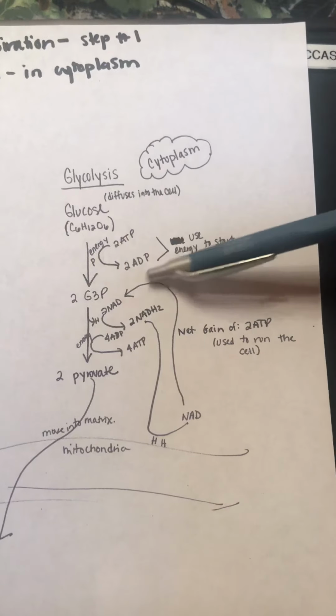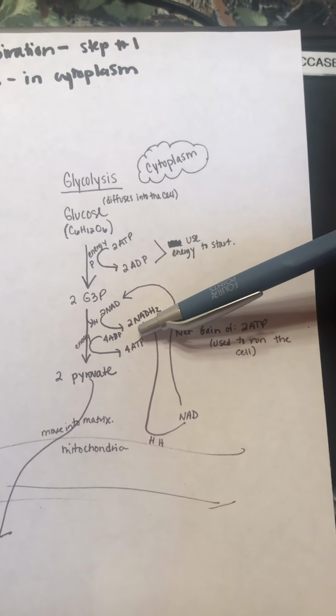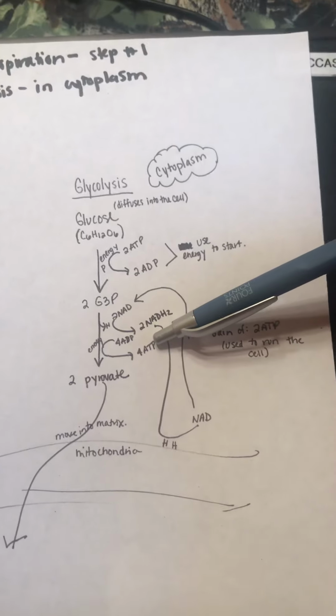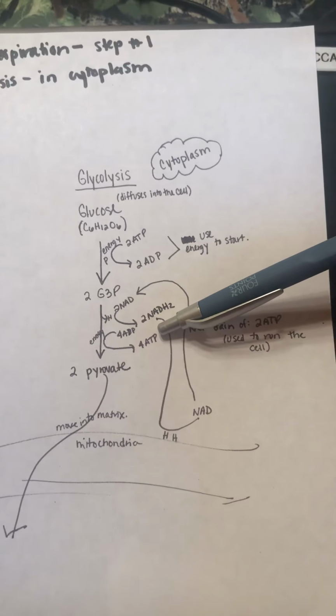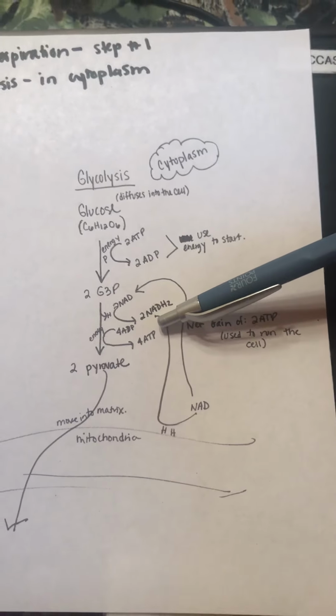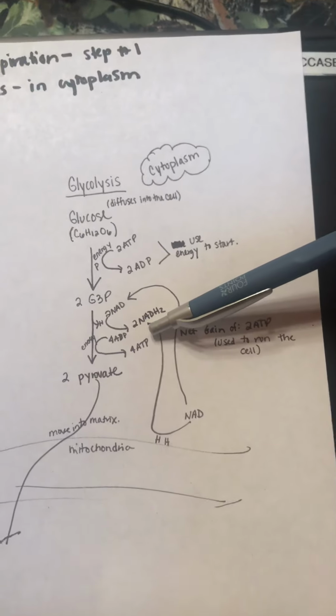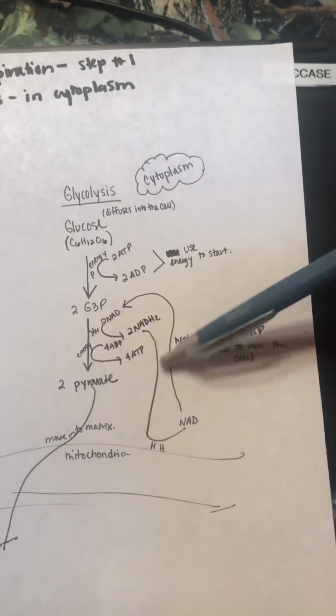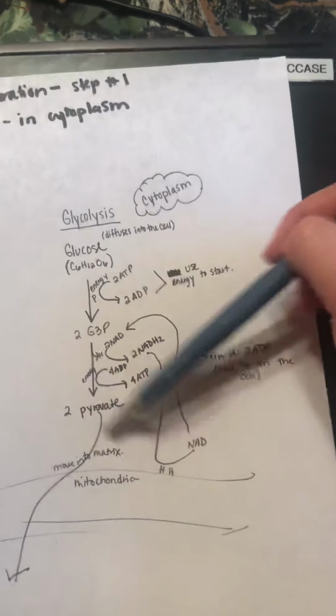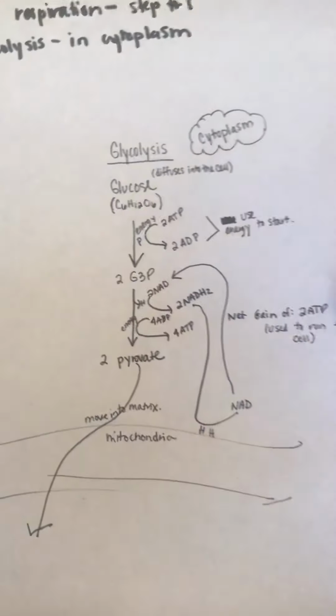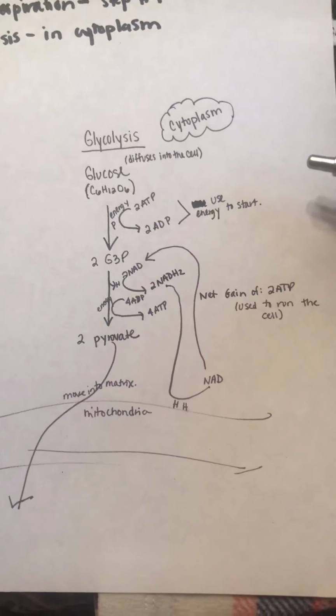What's going to start to happen is we're going to start to break down glucose, because remember, the process of cellular respiration is all about breaking down glucose to create energy in the form of ATP. That's our overall goal. So this first part is our anaerobic part, meaning there's no oxygen anywhere in this diagram if you take a look.